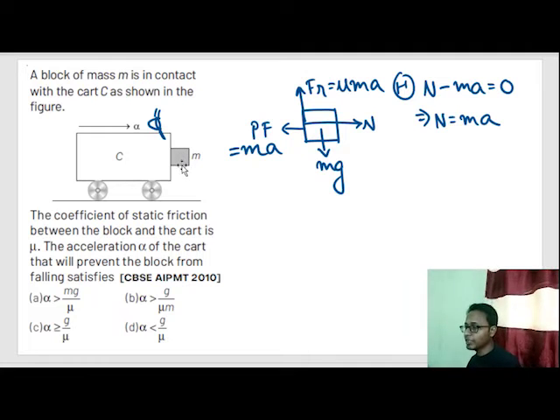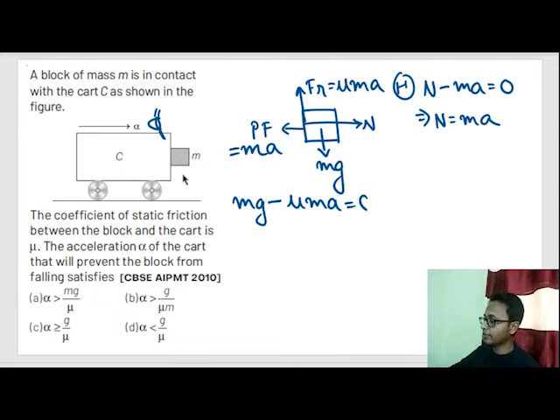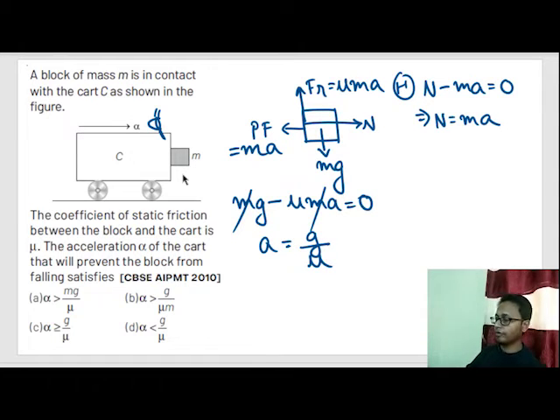So this Spider-Man doesn't fall off. Okay, mg is equal to mu ma. So according to this observer, mg minus mu ma is equal to 0. Okay, m gets cancelled, so a should be greater than g by mu, so that this person doesn't fall down.